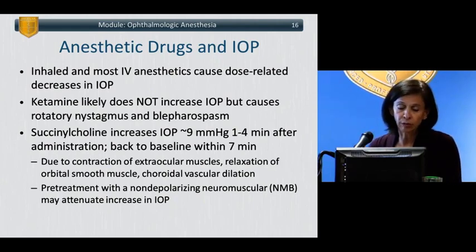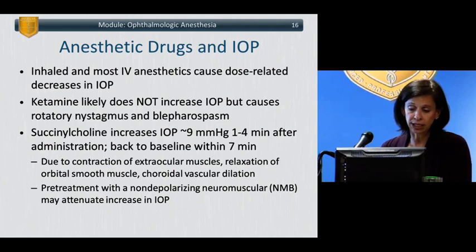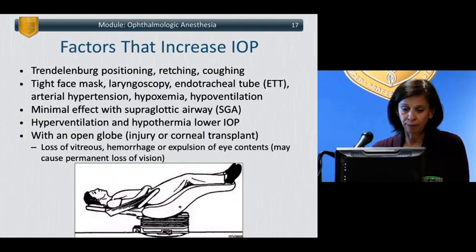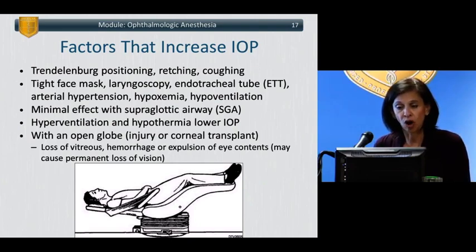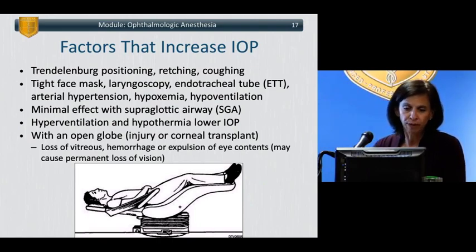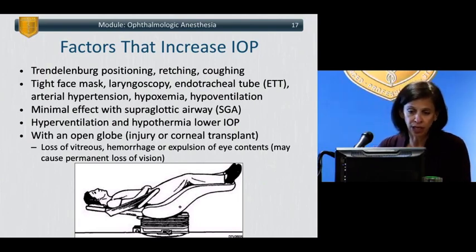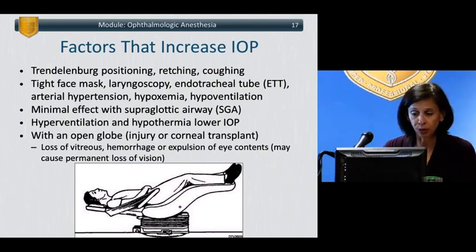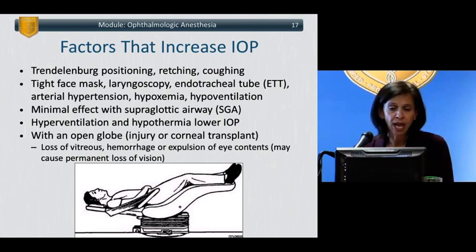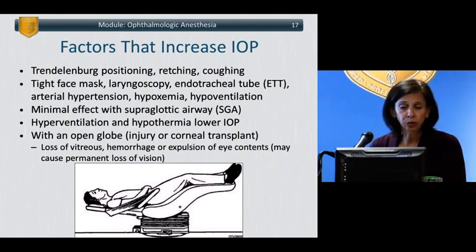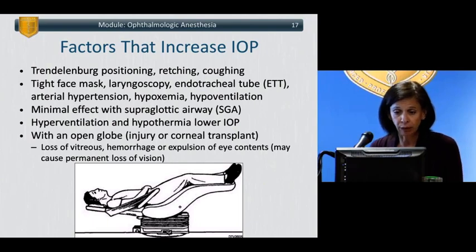Pretreatment with a non-depolarizing neuromuscular blocking agent such as cisatracurium may actually attenuate the increase in intraocular pressure, but it may not. Other factors that increase intraocular pressure are Trendelenburg positioning, retching, or coughing. Anything that increases ICP would increase intraocular pressure. Anything that increases intravascular pressures or blood pressure would increase intraocular pressure. Also, having a tight face mask, laryngoscopy, endotracheal tube insertion, arterial hypertension, hypoxemia, hypoventilation, or hypercarbia all increase intraocular pressure. There seems to be minimal effects with just supraglottic airway insertion, particularly if it's an easy supraglottic airway insertion.